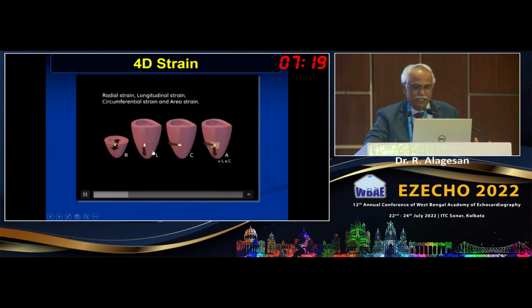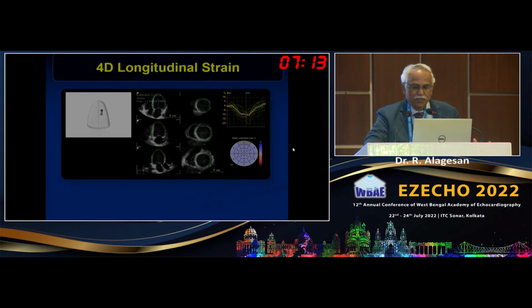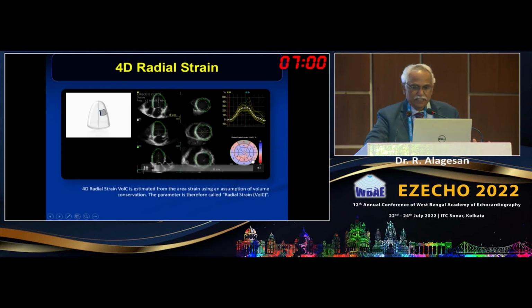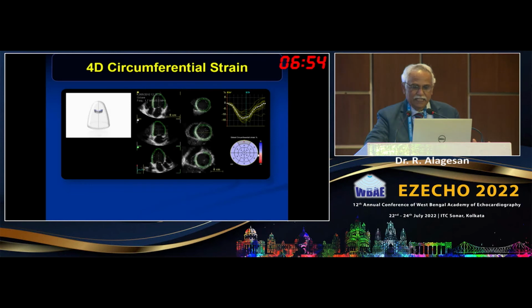So here you can see this is the longitudinal strain, this is the radial strain, circumferential strain, and the area strain. By a simple method, from the three-dimensional data set, we can get the longitudinal strain. If I stop it in systole, we can find out how much the longitudinal strain is. This is the radial strain, which is positive, in blue color. And this is the circumferential strain, which is again negative.